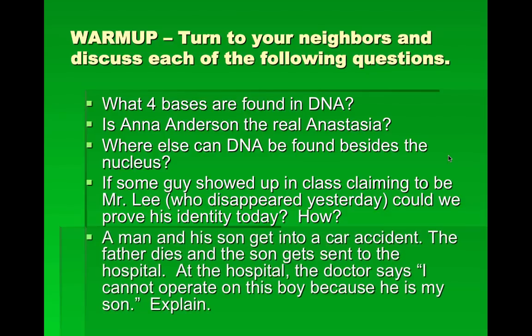And finally, a man and his son get into a car accident. The father dies and the son gets sent to the hospital. At the hospital, the doctor says, "I cannot operate on this boy because he is my son." Can you explain that? Try to figure that out. It's a pretty clever answer in the end too, and it should tell you a thing or two about how you view the world.